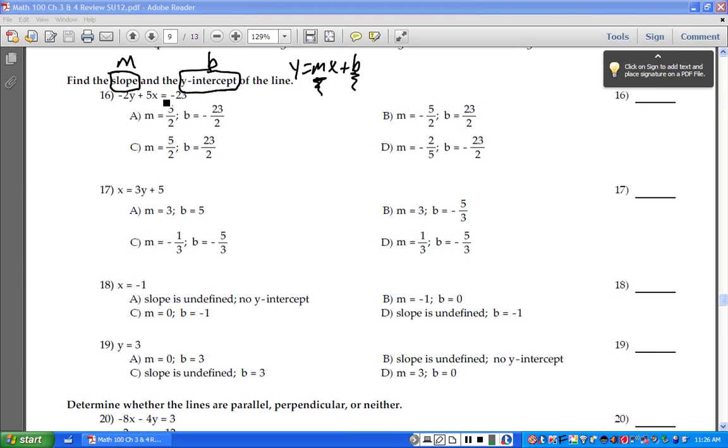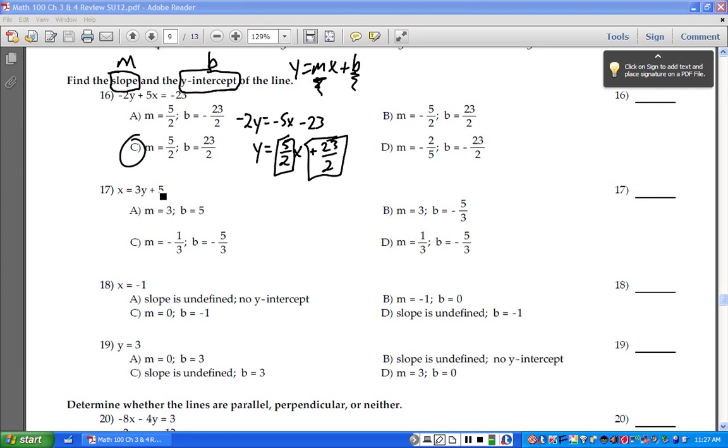So in standard form, I'd move my x over, so that would give me negative 2y equals negative 5x minus 23. I'd divide everything by negative 2, and that would give me a positive 5 over 2, because a negative 5 divided by a negative 2 is a positive. And that'd give me a plus 23 over 2. So my slope is that. Slope is not 5 over 2x, it's just 5 over 2. And then my b, my y-intercept, is that. So for number 16, the answer is C. Slope is 5 over 2, b is 23 over 2.